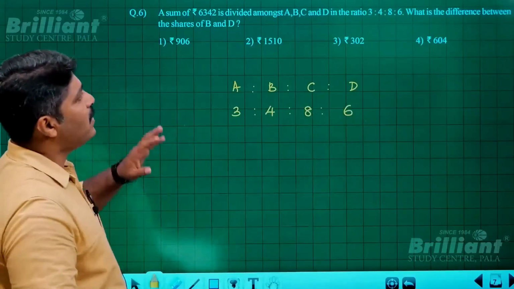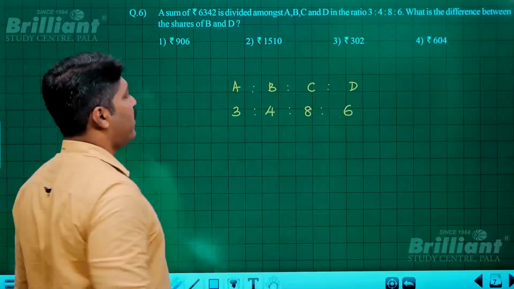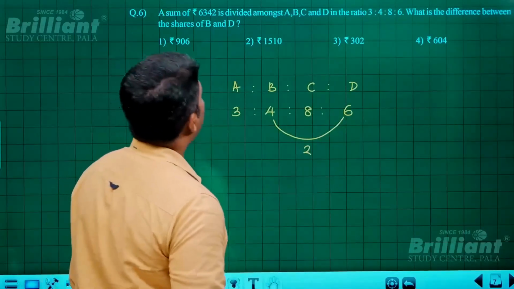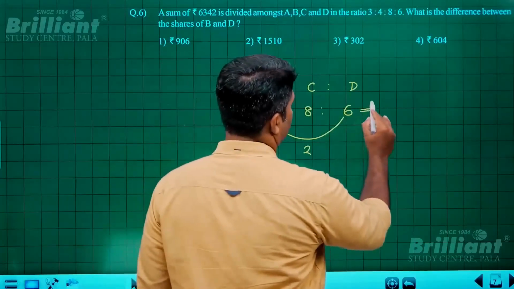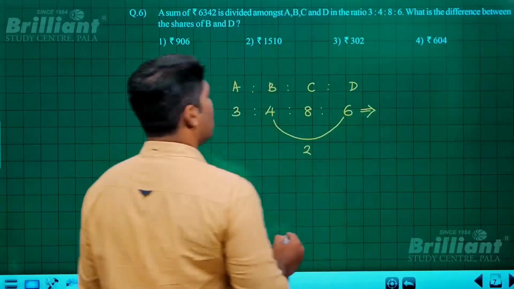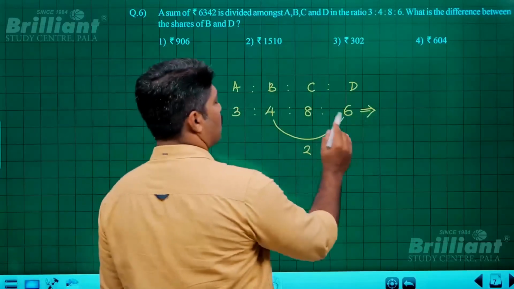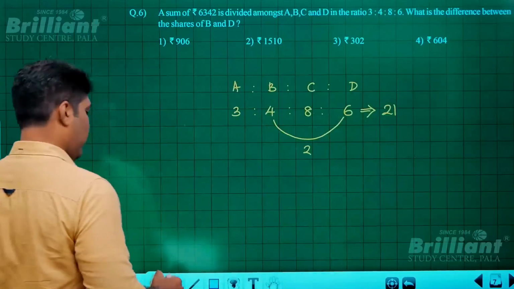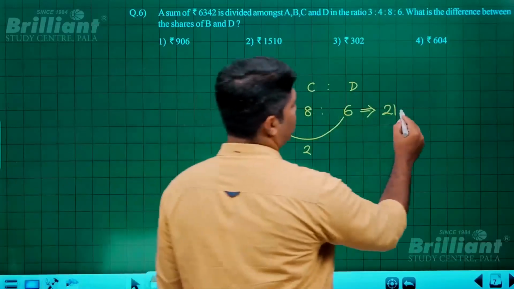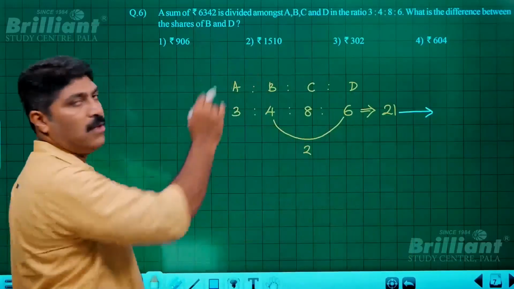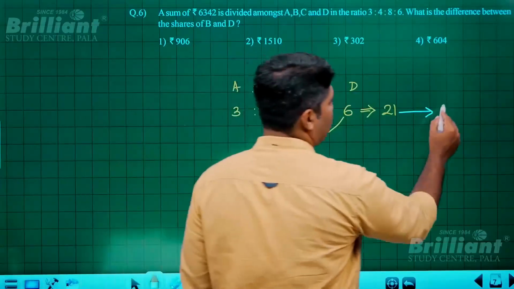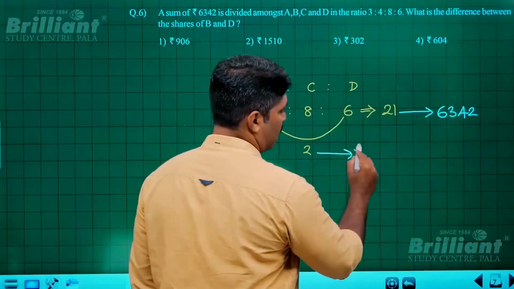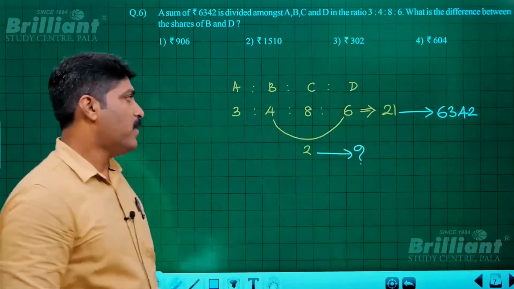What is the difference between the shares of B and D? Considering B and D, the difference is 2. What is the total? That is 6 plus 4, 10, plus 8, 18, plus 3, 21. So this 21 represents the total of 6342. Got it? Then what does this 2 represent? That's the question.